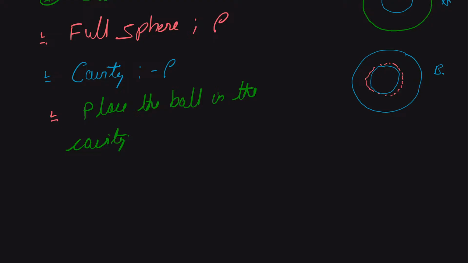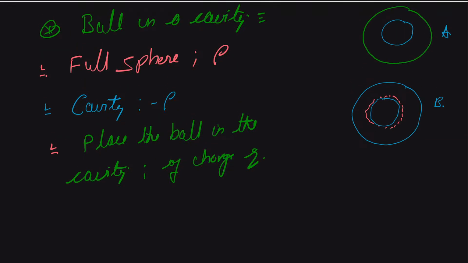And place the ball in the cavity, and the ball charge is having Q of charge, that is our Q. Okay, so this is basically our 3 steps. Usually what we do, we solve only the first 2. That's a normal question. We took the sphere and we created a cavity.